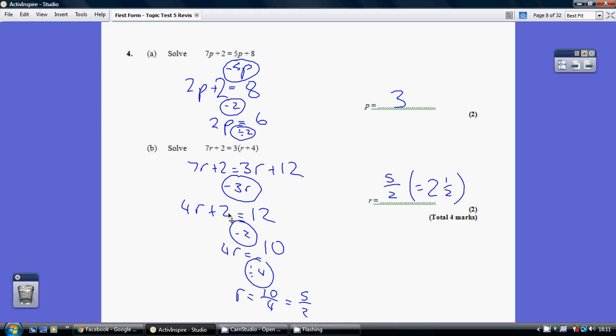How do we undo a plus 2? We take away 2 from both sides, so 4R equals 10. How do we undo a timesing by 4? We divide by 4, so R is 10 divided by 4, which simplifies to 5 over 2. That's fine for full marks, but you could have turned it into a mixed number, being 2 and a half, or even 2.5.